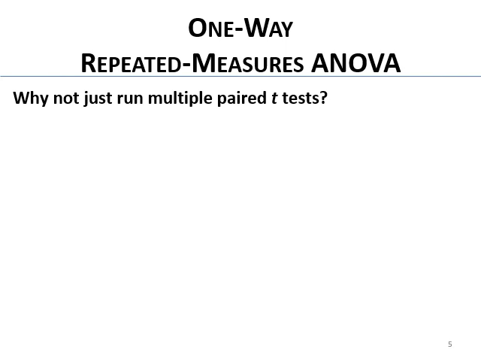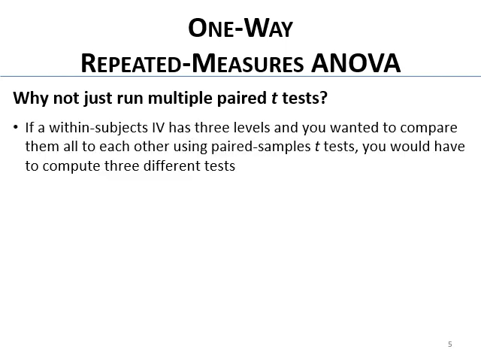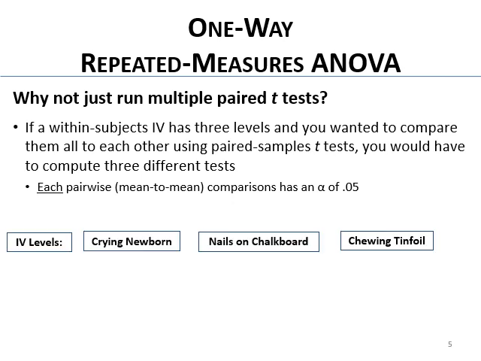So, just like last week with between subjects ANOVA, except it'd be paired t-tests here, why don't I just do a bunch of paired t-tests and call it a day, right, and graduate? Well, if a within subjects IV has, let's say, 3 levels, and you want to compare them all to each other, of course you would use paired t-tests: A to B, B to C, or A to C, etc. You'd have to compute 3 different tests. Each one is a mean-to-mean comparison that would have an alpha level of 0.05 in that paired t-test.